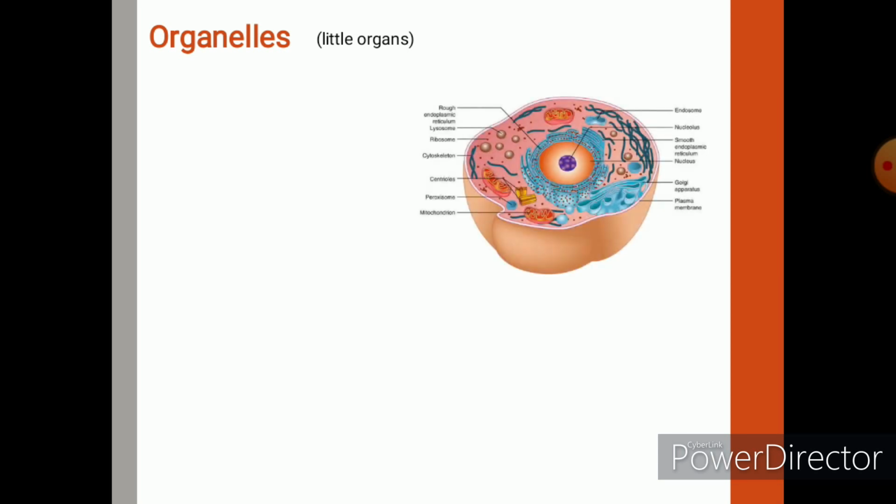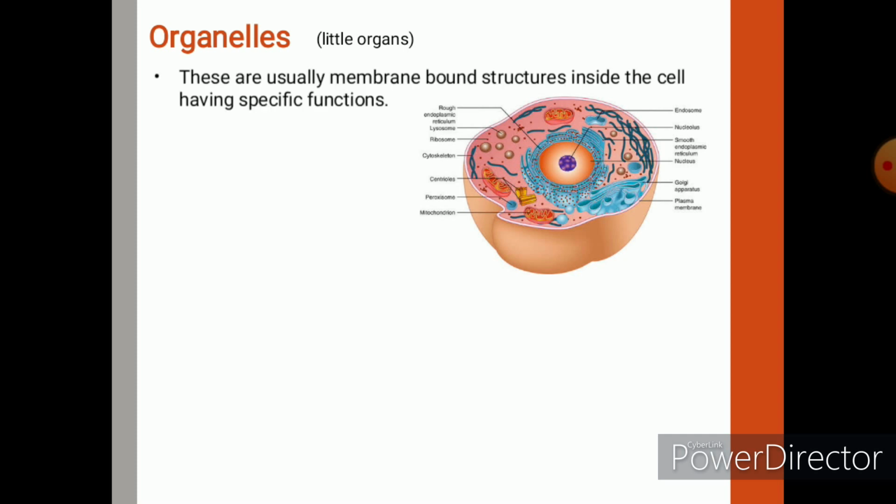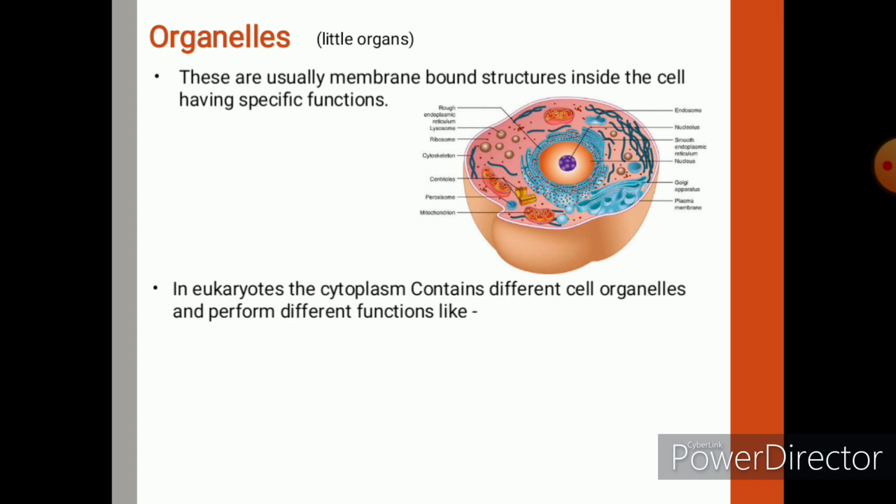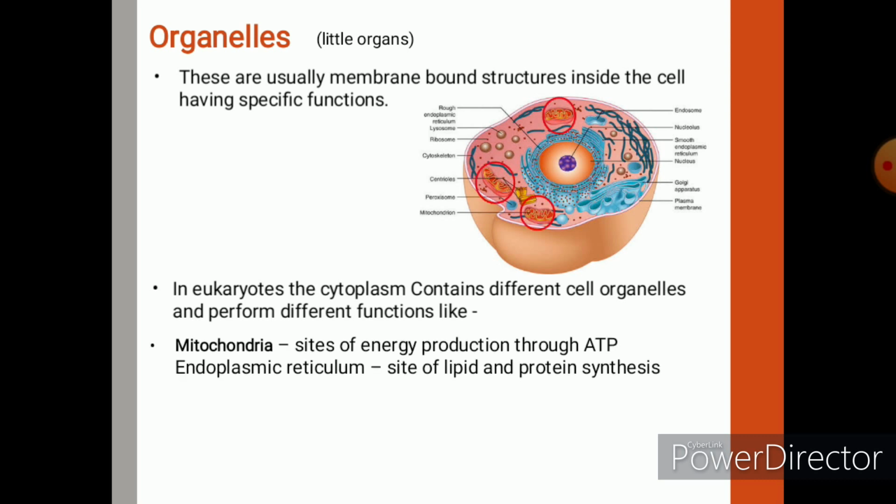Next, another important component, organelles. Simply, little organs. In eukaryotic cells, there are different cell organelles present to perform different functions. These are membrane bounded structures. Some important cell organelles are here. Mitochondria. It helps in production of energy in the form of ATP. ATP means adenosine triphosphate. Next, endoplasmic reticulum. It helps in lipid and protein synthesis.